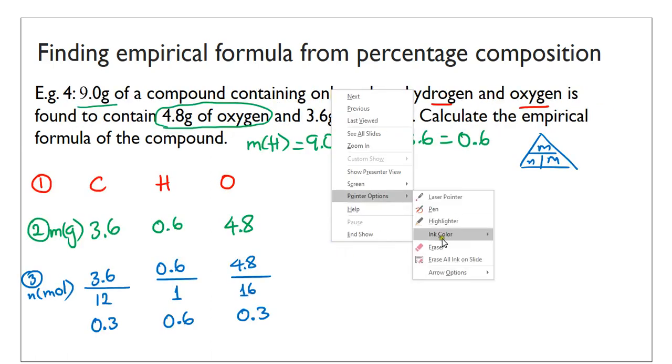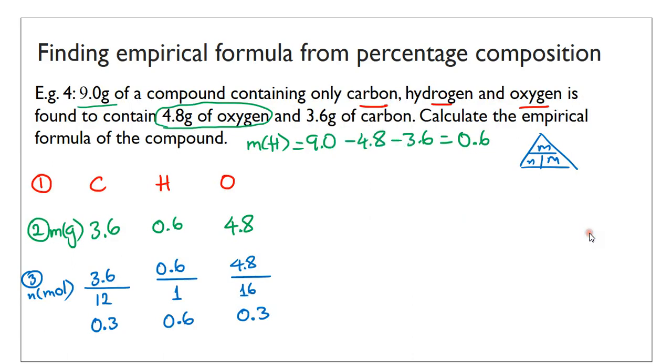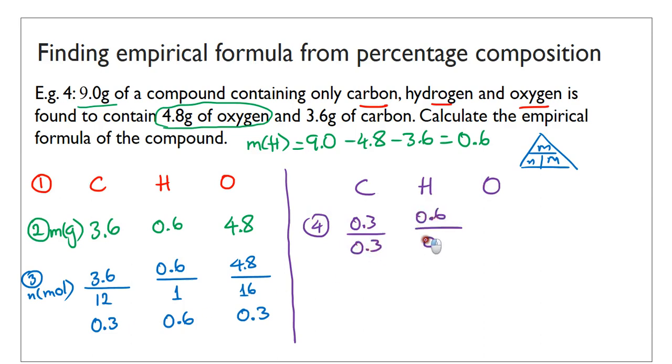Now, the next thing I'm going to do is to divide everything by the smallest mole so that I can get a whole number ratio. So I think I may have to write it down here. I think we don't have enough space. So once again, C, H, O. And for step 4, we have 0.3 divided by 0.3. The smallest mole in this case is 0.3. So I'm just going to divide every number by that just to convert this ratio into a whole number ratio. So I will end up with a 1 to 2 to 1 ratio.